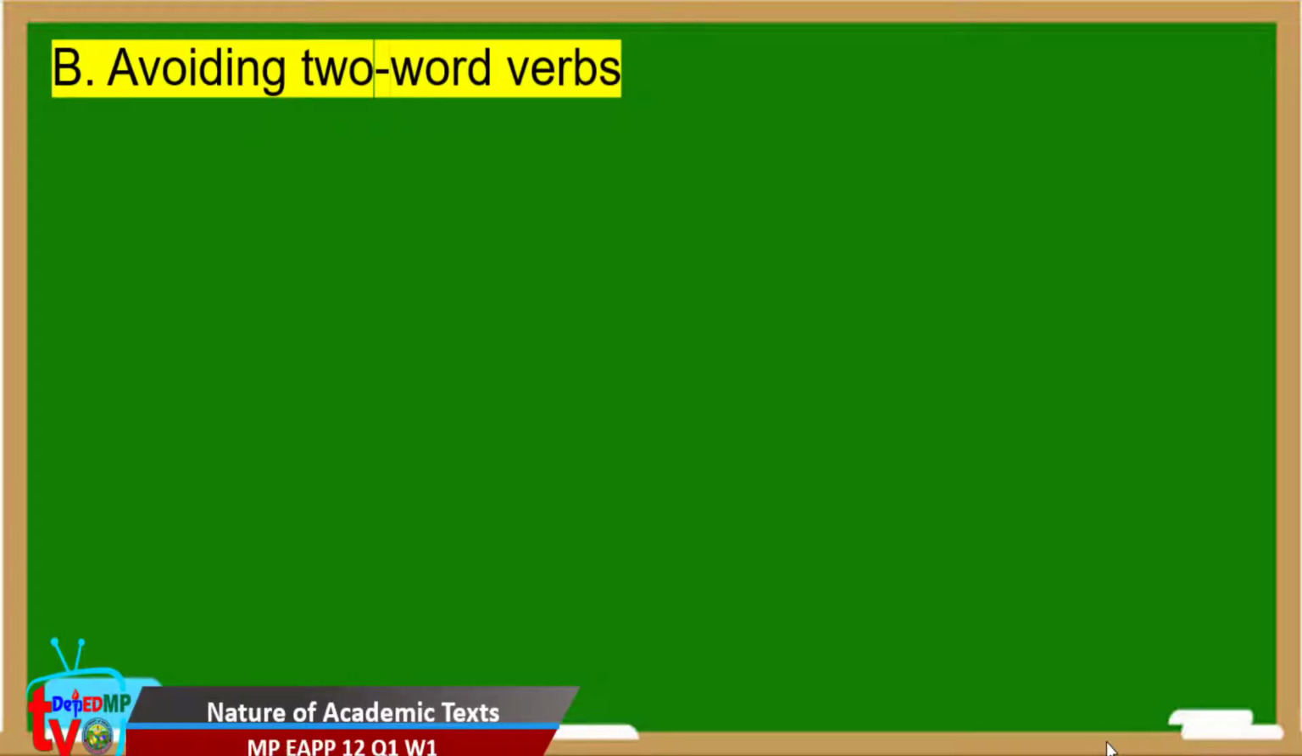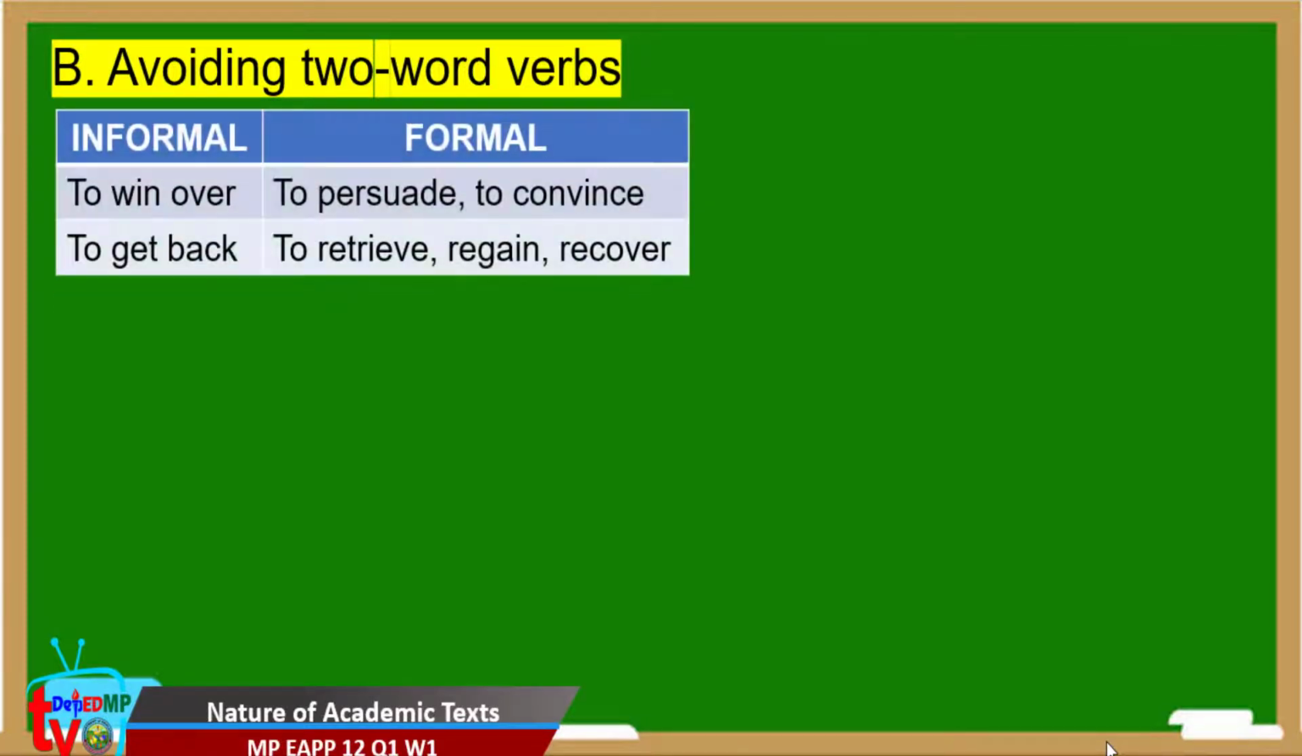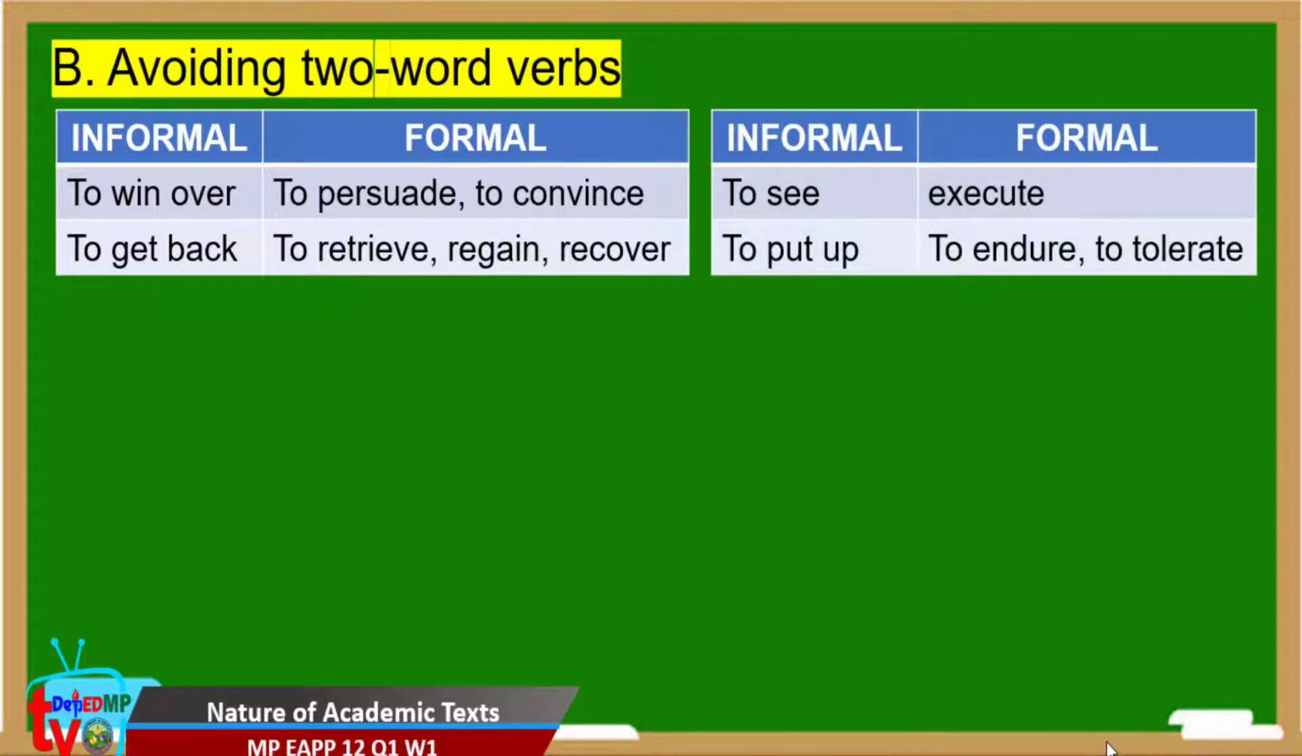Next is avoiding two-word verbs or phrasal verbs. We have here examples of informal words with their formal equivalent. Okay, so to win over, formal equivalent, to persuade or to convince. Informal, to get back. Formal, to retrieve, regain, or recover. Informal, to say. Formal equivalent, execute. Informal, to put up. Formal equivalent, to endure or to tolerate.